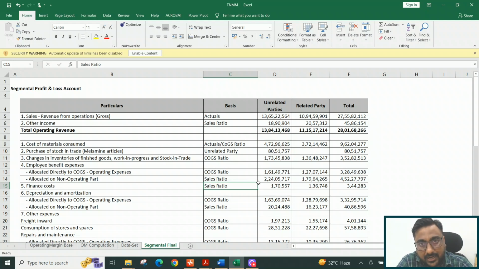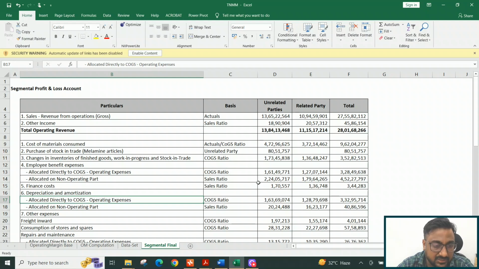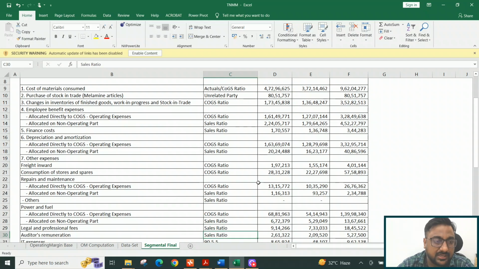If it is not practical to deep dive into that part and get the actual data, then you have to practically assume what type of ratio you will use, or what your client can use, to draft this segmental. Then depreciation, that is on fixed assets, on COGS ratio, and on other non-operating fixed assets, it's on sales ratio. So this is how allocation can be made, going deeply into that part.